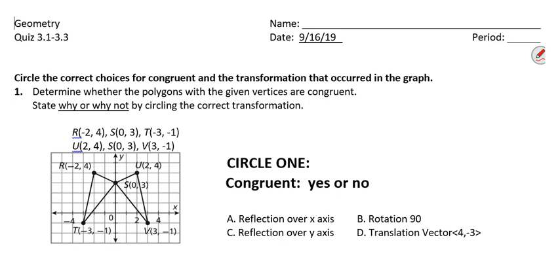So circle the choices for the congruent and transformations that occurred in the graph. Determine whether the polygons with the given vertices are congruent. State why or why not by circling the correct transformation.